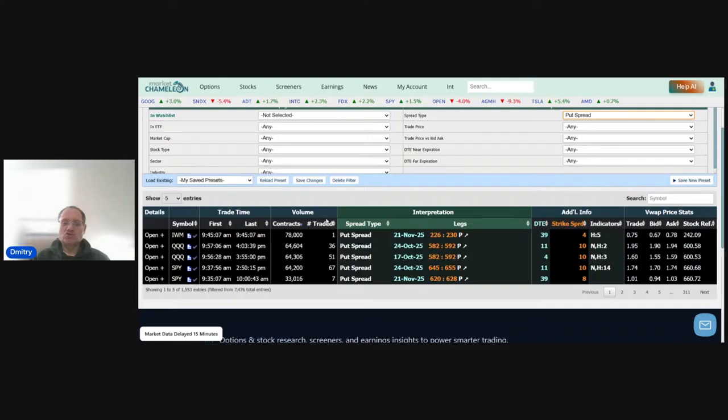Because if you try doing that, trying to manually go in there and figure out just 1,500 put spreads, would be almost an impossible endeavor if you're doing that manually all the time.